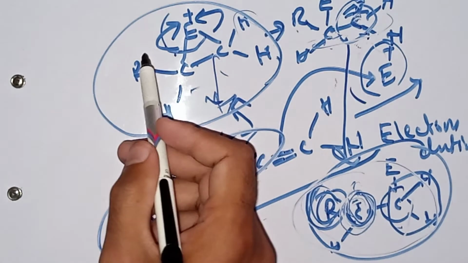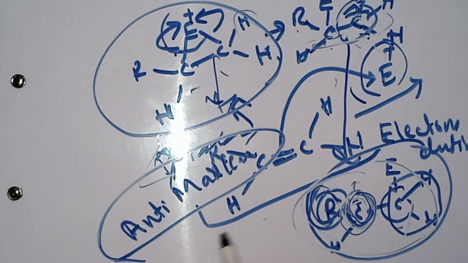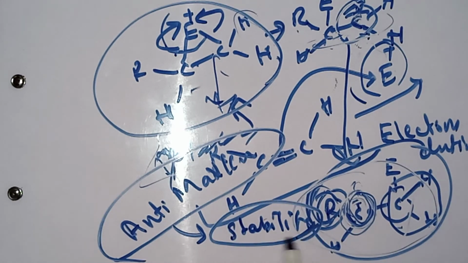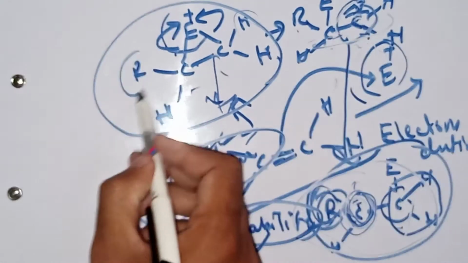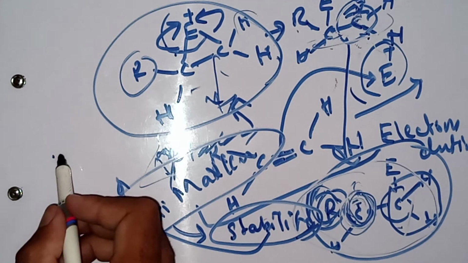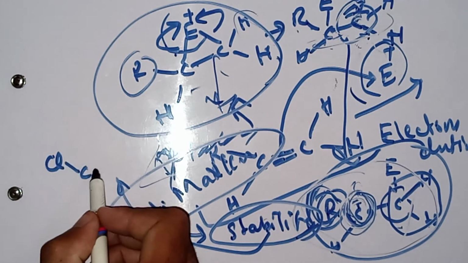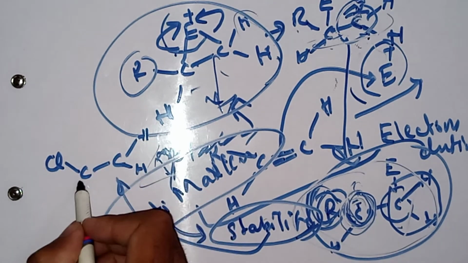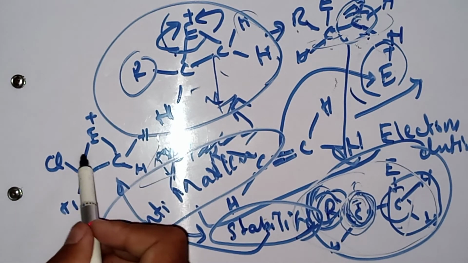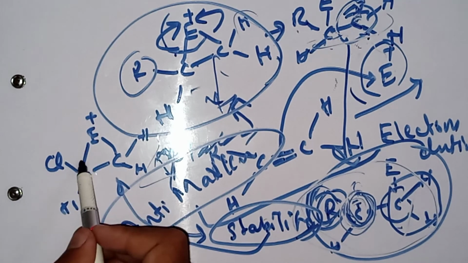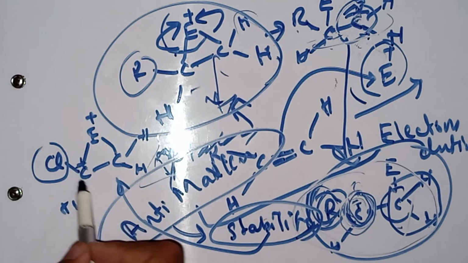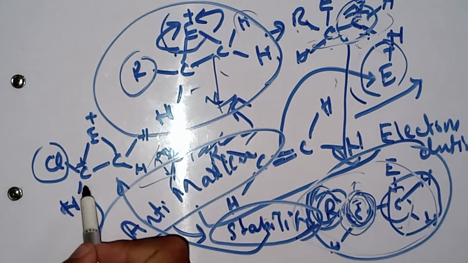Why does this happen? In the anti-Markovnikov case, we see the stability of the intermediate, in which position it gets more stability. If, instead of an alkyl group, there is an electron withdrawing group attached, like here is chlorine, then it will be like that, H, H, H, electrophile, plus charge. Then this bond cannot break, because if this bond breaks toward the electrophile, the positive charge comes here. We also know that chlorine is an electron withdrawing group, which makes further deficiency of electrons, which gives instability to the compound.